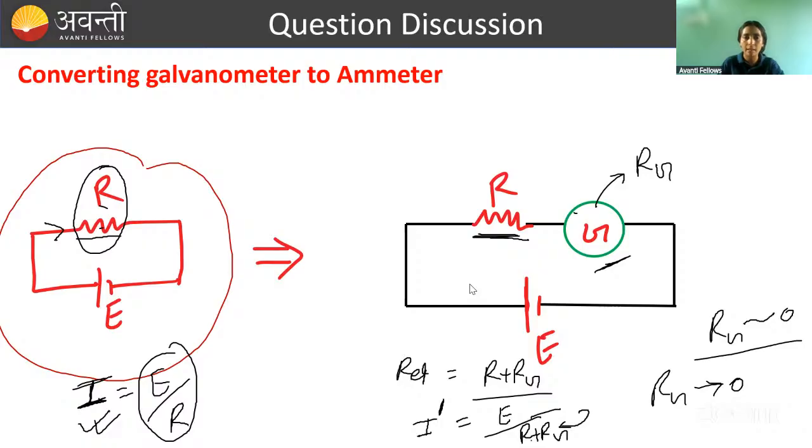How can we minimize RG? That is why it is said that we cannot directly use a galvanometer to measure current in the circuit. Why? Because the moment we connect the galvanometer in series with the resistance through which we want to calculate current, that galvanometer is going to change the current of the circuit. And if the current of the circuit is changing, what will happen? It is giving us a false measurement. So we need to do something, right?